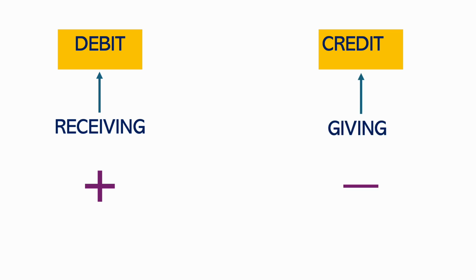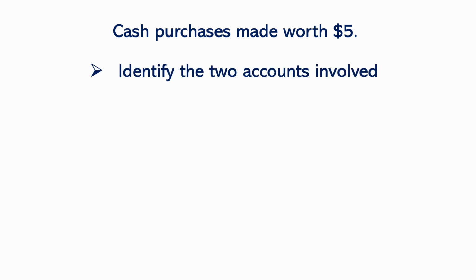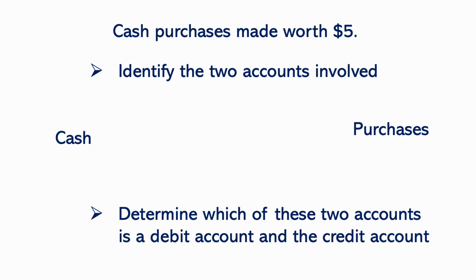Here's an example of a transaction. Cash purchases made with $5. The initial step is to identify the two accounts involved, and these two accounts are cash account and purchases account. The second step is to determine which of these two accounts is a debit and which one is a credit. Keep in mind that a debit account is add and credit account is subtract. Therefore, the account which is receiving is purchases, and this becomes the debit account, whilst the giving account, which is cash, becomes the credit account.